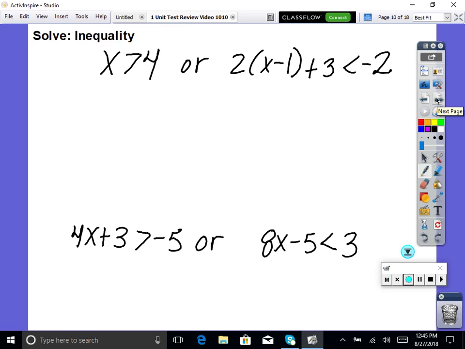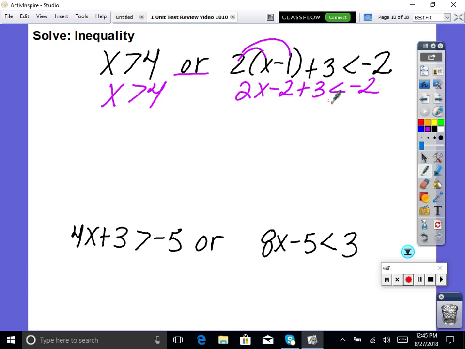Okay, so compound inequality with or. Solve each. So this one's already solved. Any x value larger than 4. Solve this one, so we would need to distribute. 2x minus 2 plus 3 is less than negative 2. Combining like terms, 2x plus 1 is less than negative 2. Subtract 1. 2x is less than negative 3. Divide by 2. So the answer here is any x values below negative 3/2 or any x value larger than 4.